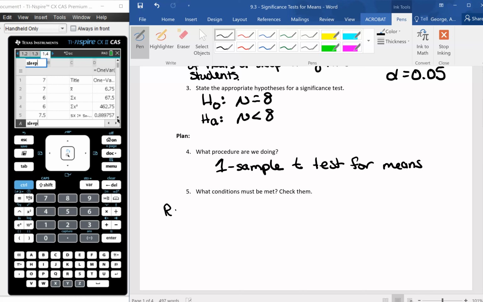So first it's got to be random, just like it's been for all of these. And up there I took a random sample, which it was. It was every other one of you that filled out the survey. Then 10%. This one is not met. All right, 10 of you are not less than 10% of my AP Stat students.